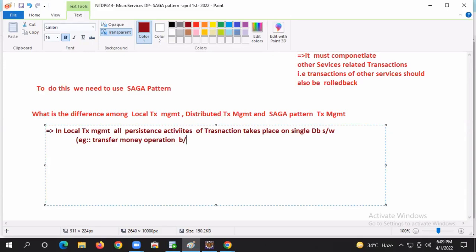Transfer money operation between two accounts of the same bank. Guys. Next.